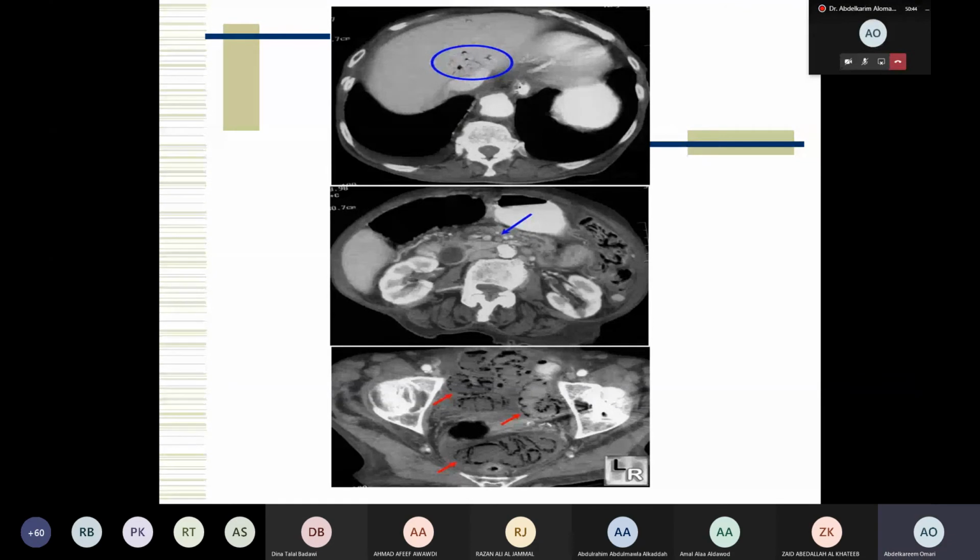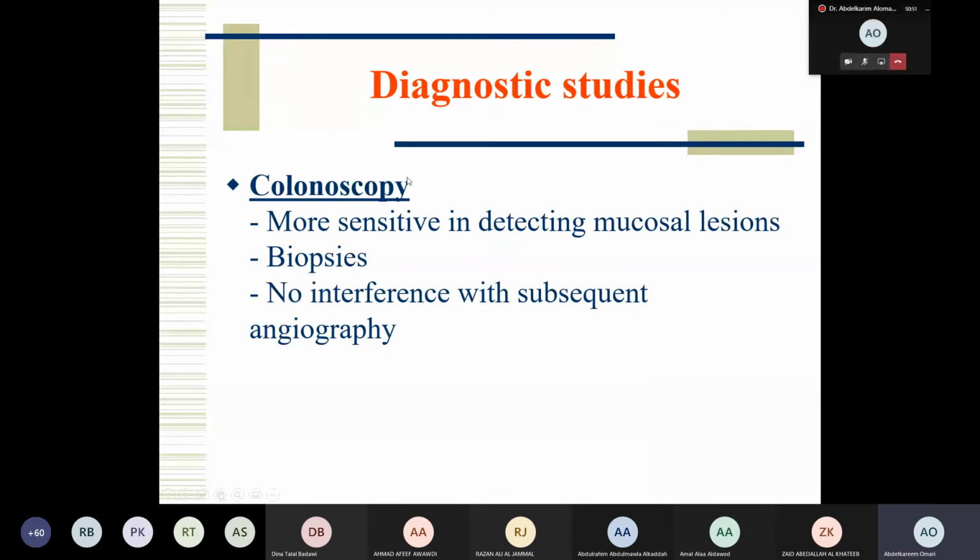طبعا diagnostic studies كمان، اذا بنسوي كولونوسكوب more sensitive in detecting mucosal lesions. اذا في الميوكوزا بنشوفها صارت زرقاء على سواد، وممكن هاي بتفيدنا diagnostic studies. ممكن ناخذ biopsies. No interference with subsequent angio. It does not interfere with the subsequent angiogram اللي احنا رايحين نسويه.